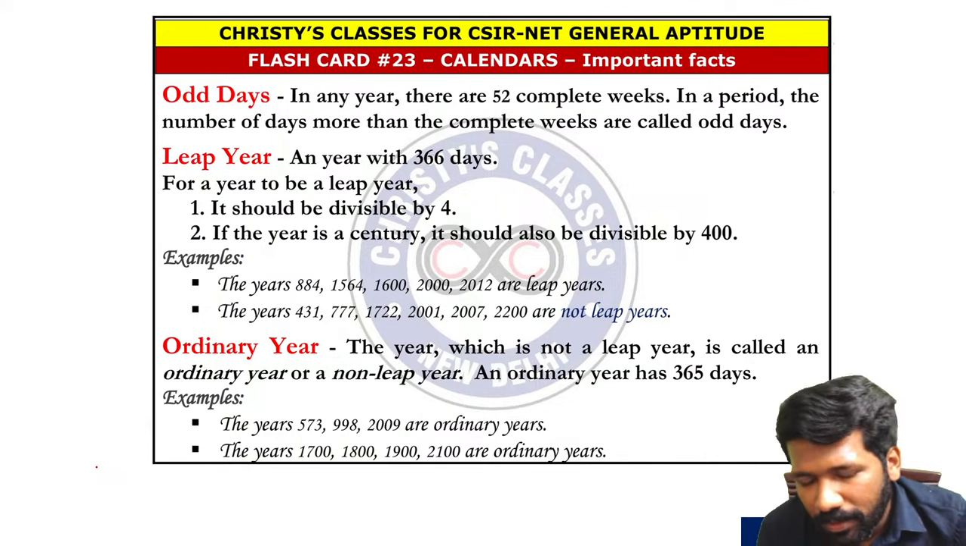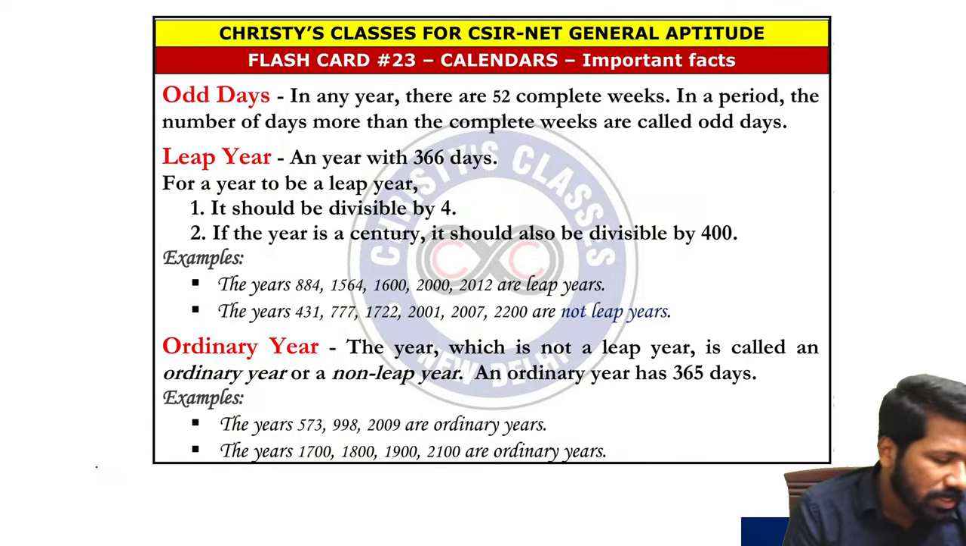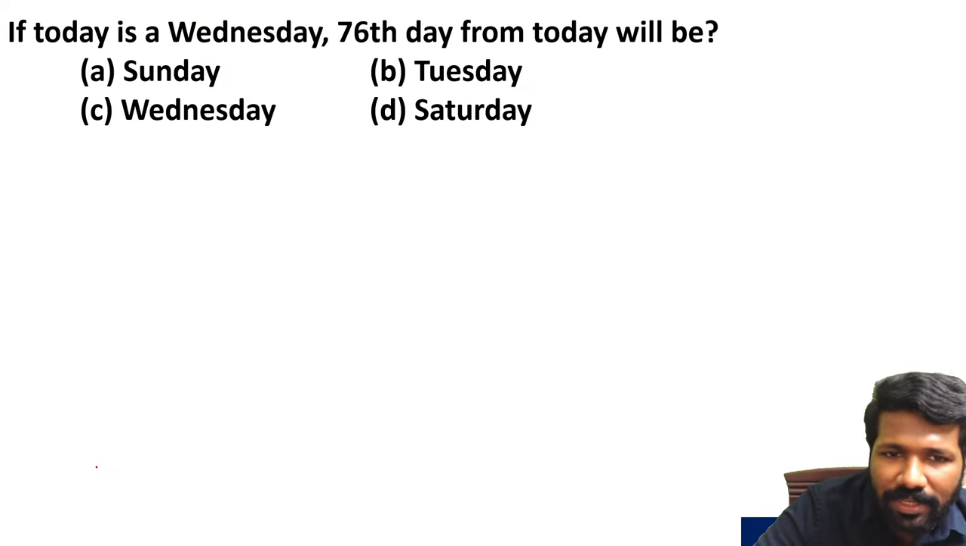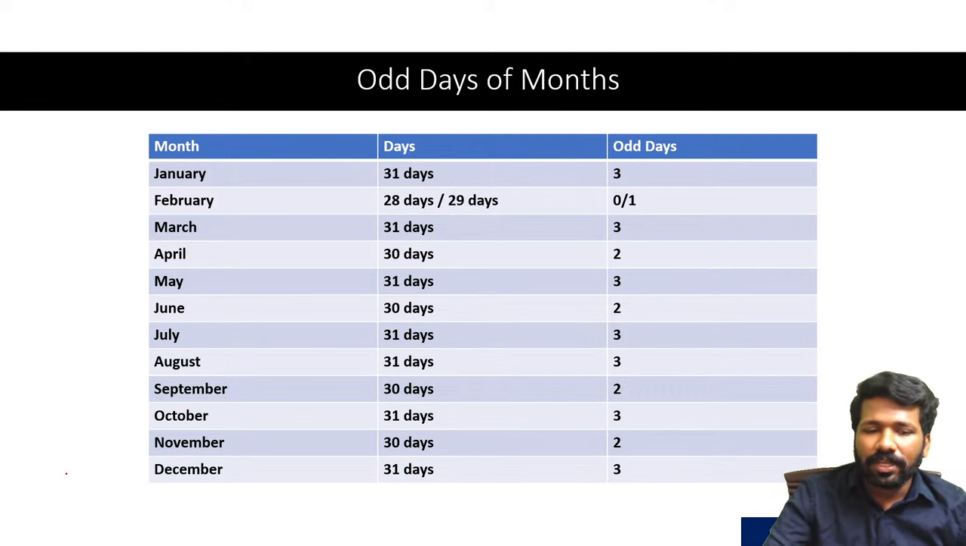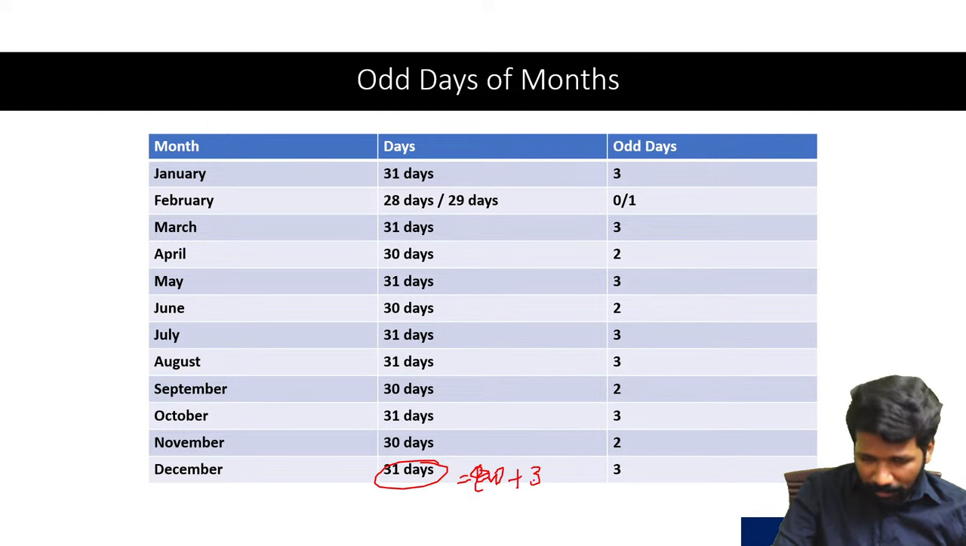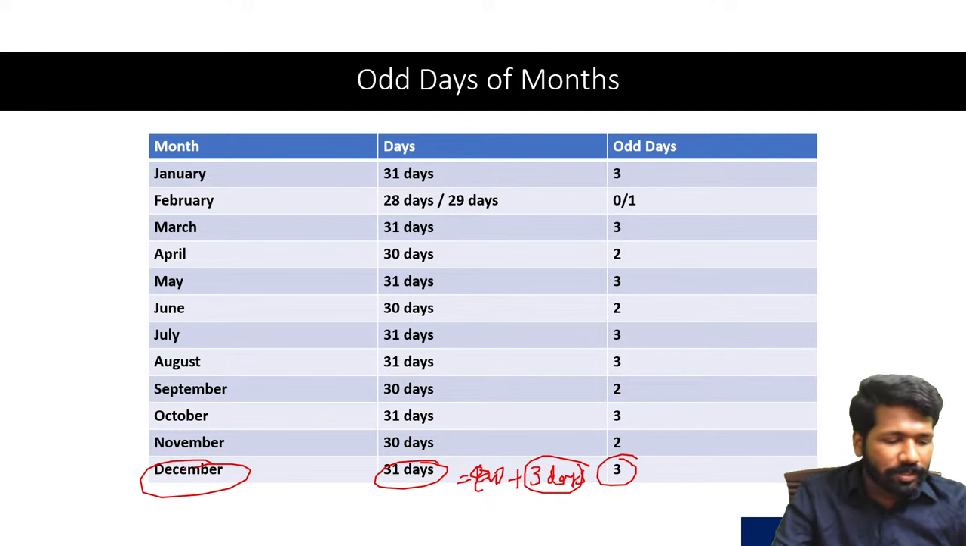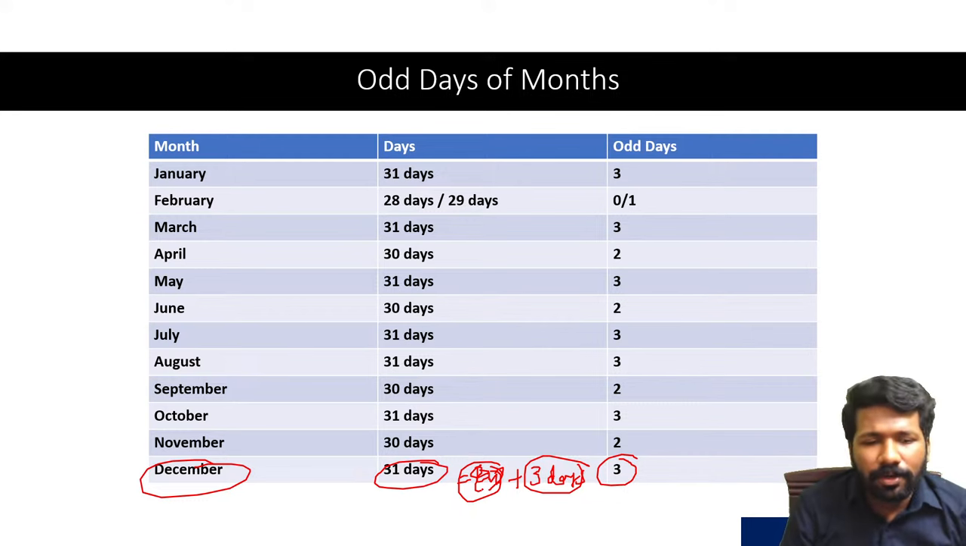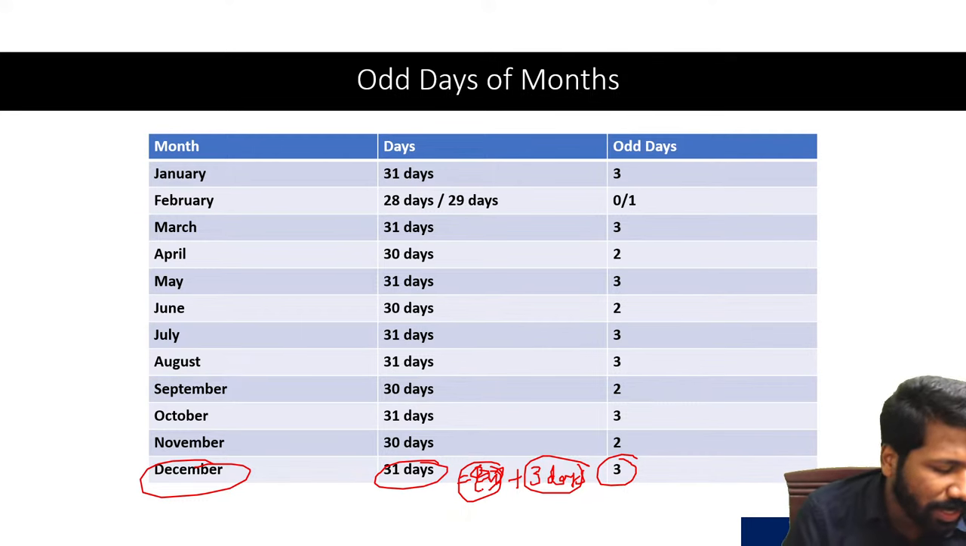For example, when we are discussing this in the live session, now it is December. December has 31 days. 31 days means it has 4 weeks, that is 28 days. Then after that 3 days are extra. So 3 is the odd day corresponding to December. Why are extra days after complete weeks important? Because complete weeks will not change the day of the week.